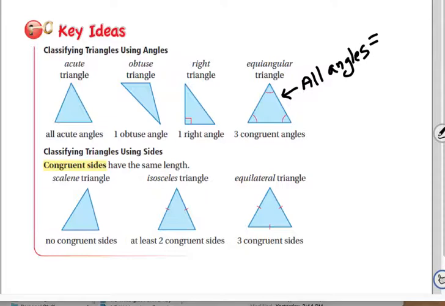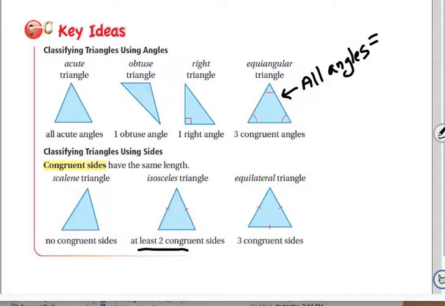Classifying, so we can classify them by their angles, we can classify them by their sides. Congruent sides will have the same length. Okay, so a scalene triangle has no congruent sides. Nothing is equal. An isosceles triangle has at least two congruent sides. And an equilateral triangle has to have 3 congruent sides.